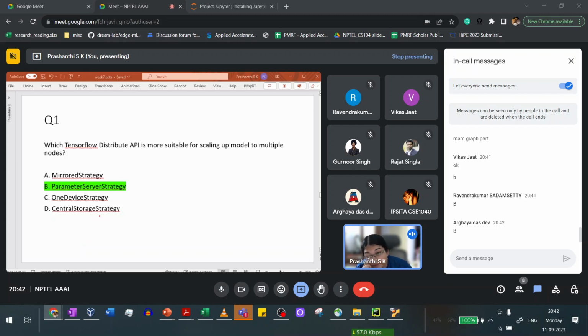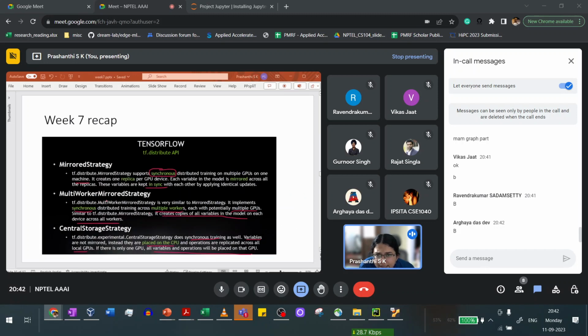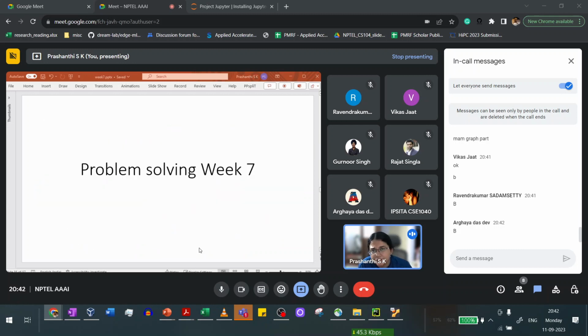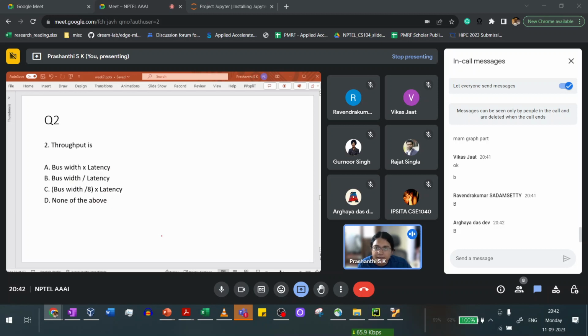As you saw from the definition, mirrored was just on one node, and parameter server is intended for this as compared to the one device and the central storage. For people who don't remember, these two slides have the definition. So parameter server is a good option compared to all the others. Let's move to the next question.